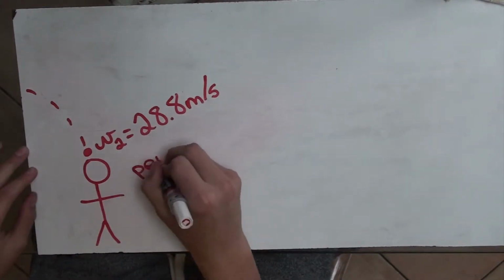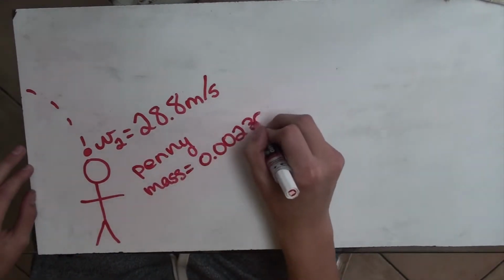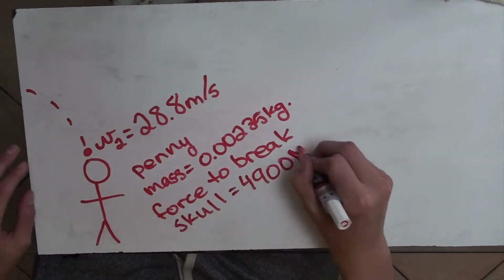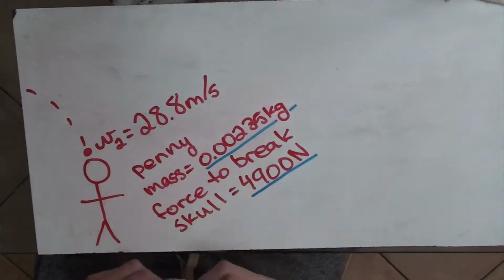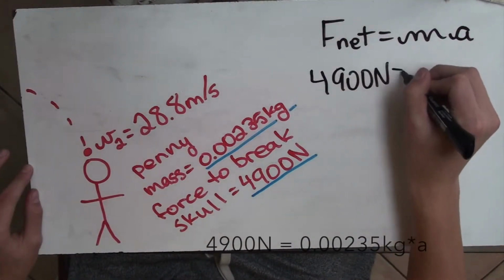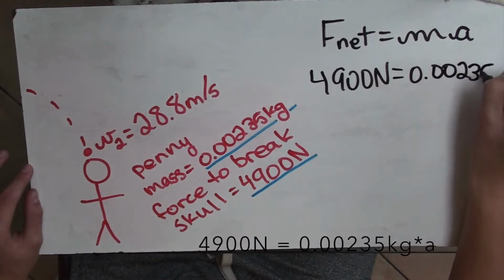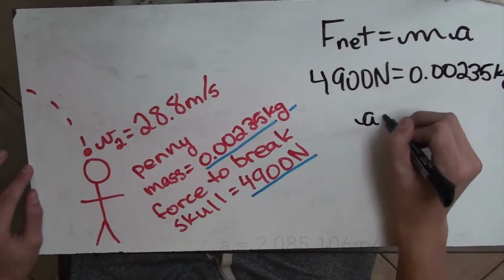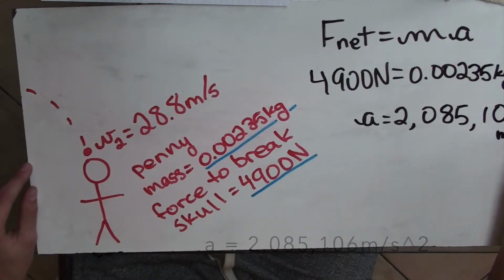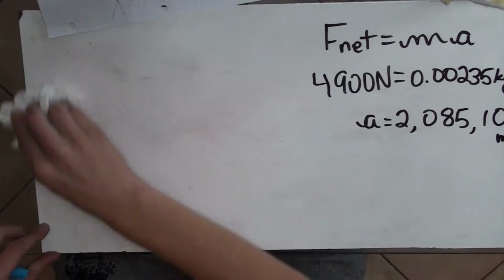So now we know that the final velocity of the penny is 28.8 meters a second, and we discovered through our research that the mass of a penny is 0.00235 kilograms, and the force required to fracture someone's skull is 4,900 newtons. So now we're working backwards from the numbers that we found. F net, which is 4,900 newtons, the force needed to break someone's skull, and the mass of the penny to find the acceleration, which is 2.085 times 10 to the power 6.